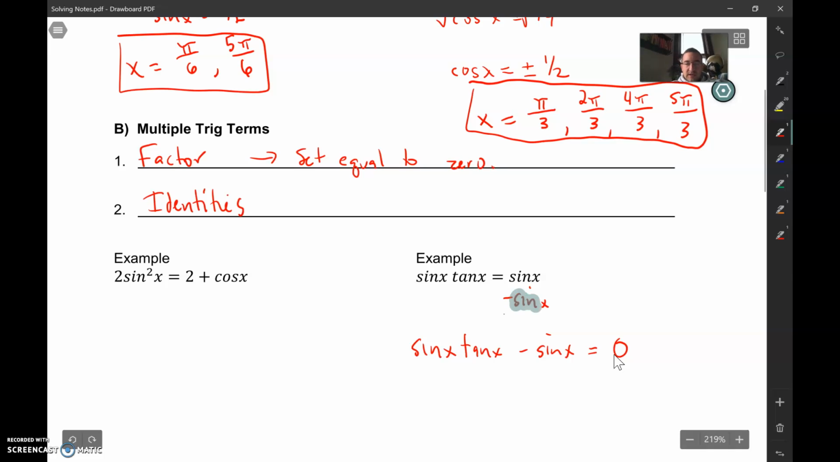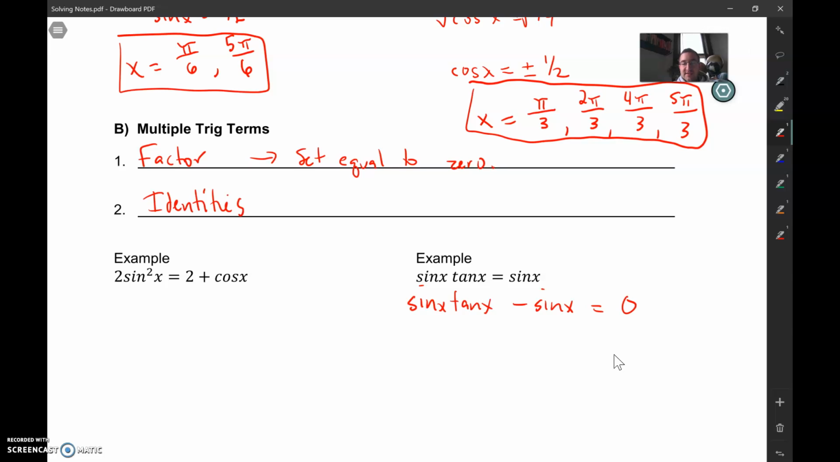So let's do a couple of these. Let's start with the one on the right, since I just kind of dove into it. We are going to subtract sine of x over. So I'm going to have sine tangent minus sine equals 0. I'm going to pull out a GCF. Both of these terms have a sine in them. So if I pull out the sine as my GCF, I'm left with a tangent minus 1.